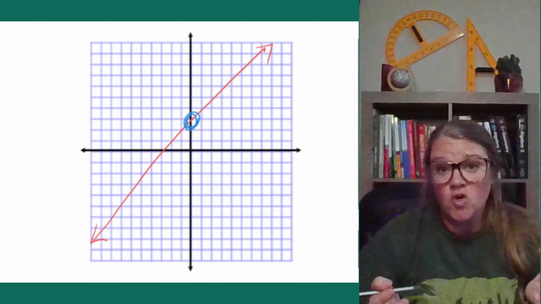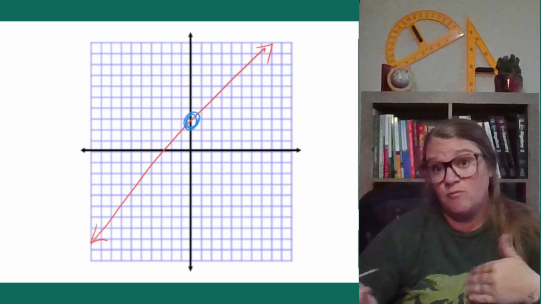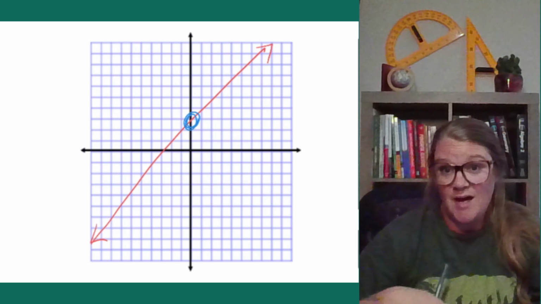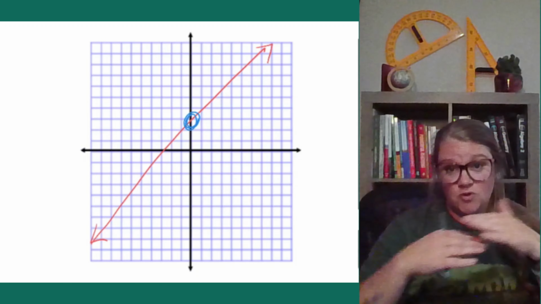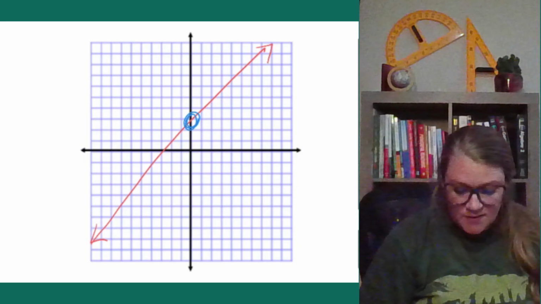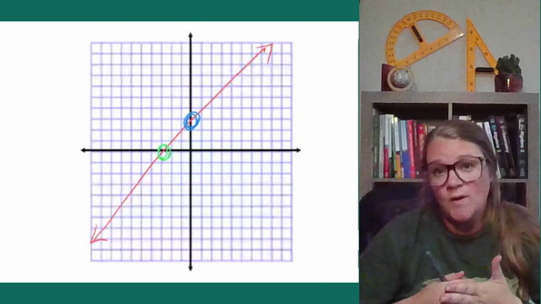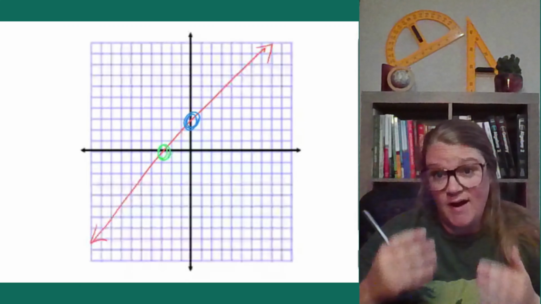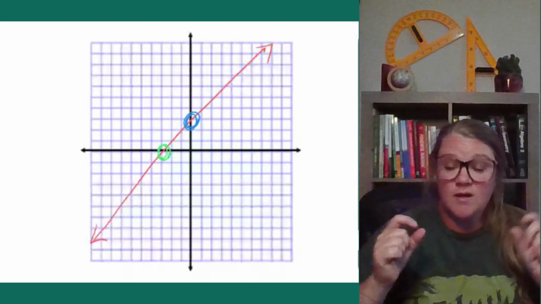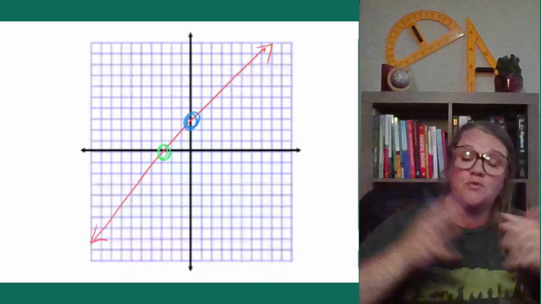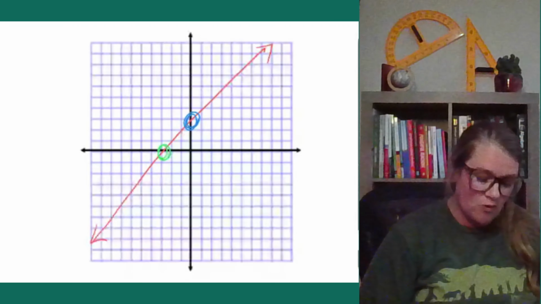But lines also have x-intercepts, and that just means the same thing, but instead of where it hits the y-axis, it's where it hits the x-axis. So if I look at where this line hits the x-axis, which remember is the horizontal one, it would cross it right here, and that would be called the x-intercept. So this is one way that we can graph a line. We can find its y-intercept and its x-intercept, and then plot those 2 points and draw our line through those 2 points, okay? That's the essence of using intercepts to graph a line.